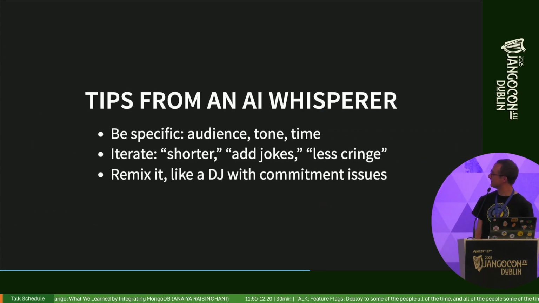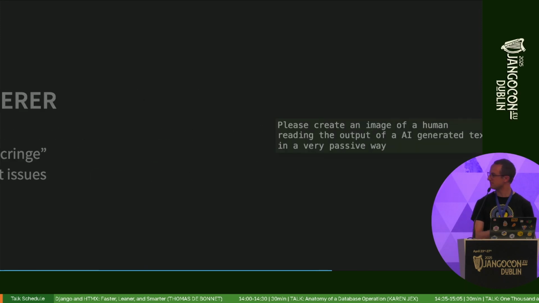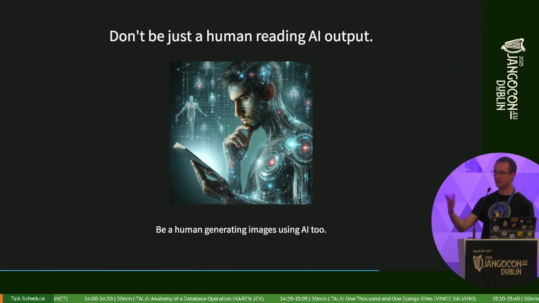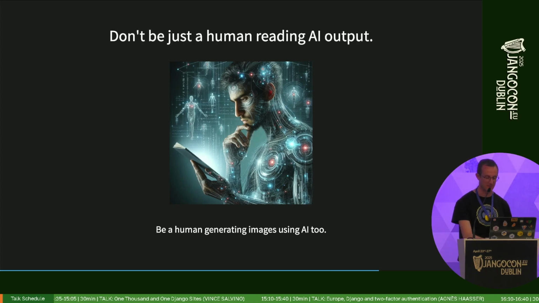A couple of tips. You should be specific in asking AI, so audience, tone, the time. And then you can iterate, so make it shorter, add jokes, please, less cringe. Always be nice with AI because in the future maybe they will spare your life. And then you can remix it, so it's like you are DJing with your code and with the output. Then you can also create images. So you are not just a human reading output, but also a human generating images using AI.